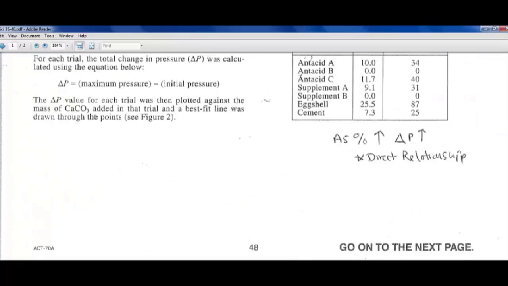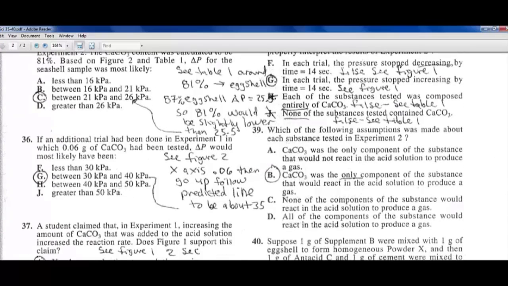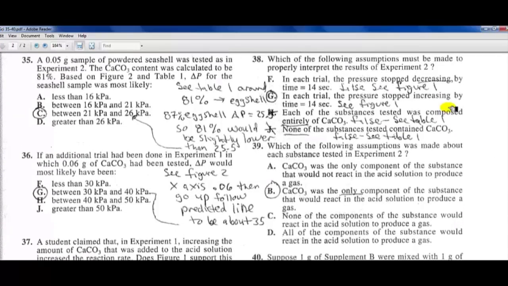Decreasing would suggest that that's a negative relationship that can be crossed out right away. Answer choice G, in each trial the pressure stopped increasing by 14 seconds.